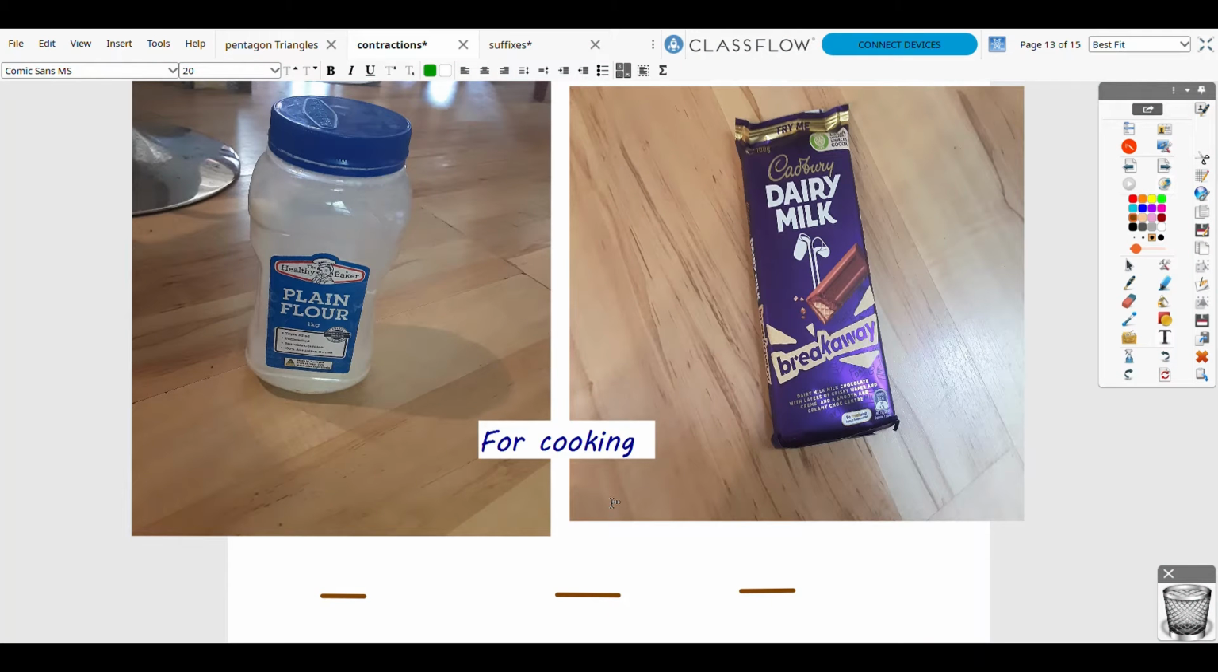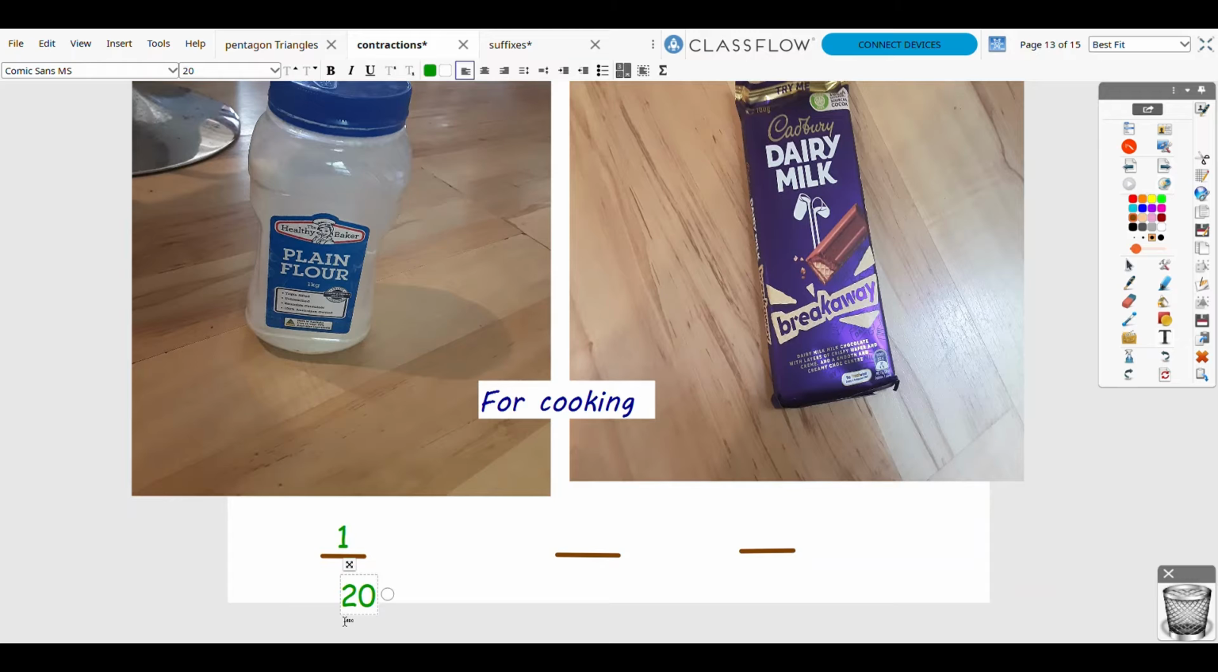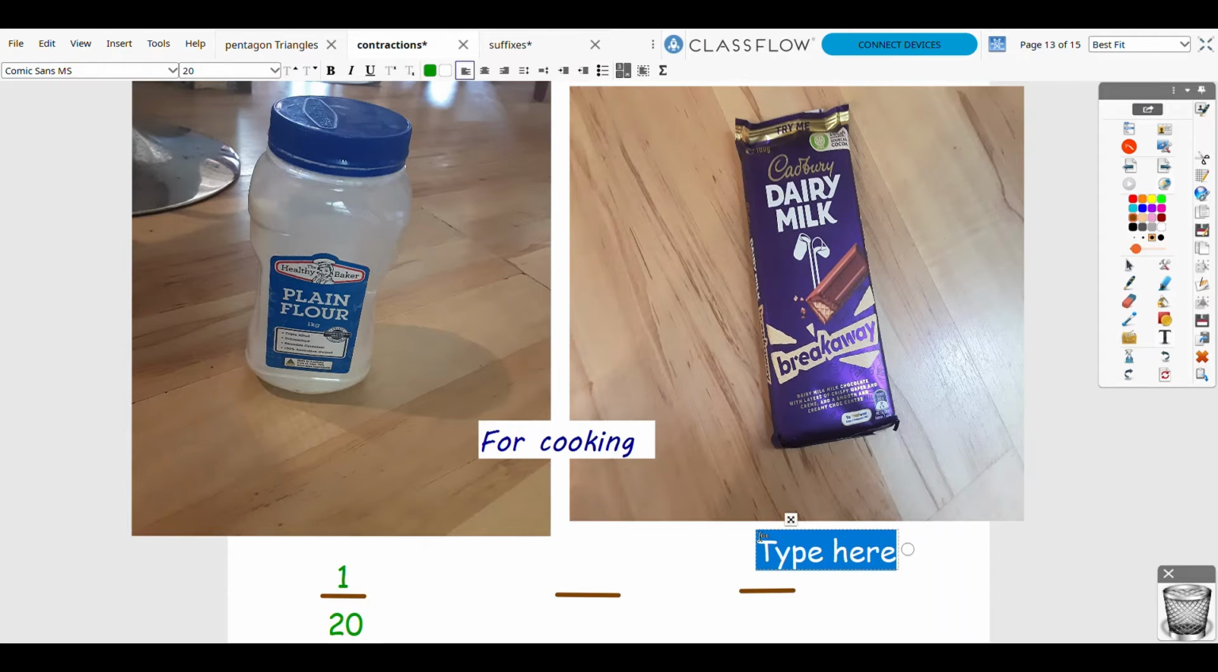And my cooking. Now, I had one flour, so I'm going to put that here, and I'll try and move that and see if I can get it onto here. And I can say that was 1/20. Notice how they're directly above each other. My dairy milk. It is for cooking, but come on, let's say the truth. That's not just for cooking. That was 1/20 as well, wasn't it?